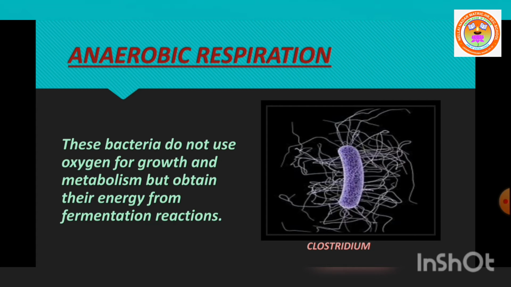The next type of respiration in bacteria is anaerobic respiration. These bacteria do not use oxygen for growth and metabolism, but obtain their energy from fermentation reaction. During fermentation reaction, the food material is oxidized and releases very little energy. An example for anaerobic respiration is Clostridium. Clostridium is a bacterium that does not use oxygen for growth and obtains energy from fermentation reaction.